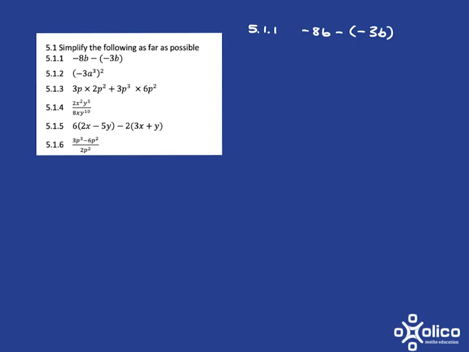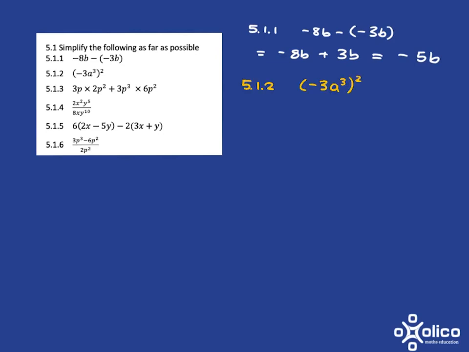5.1.1. What we need to do here is we are subtracting a negative, so that's the same as adding. And if we add here, we will get minus 5b.